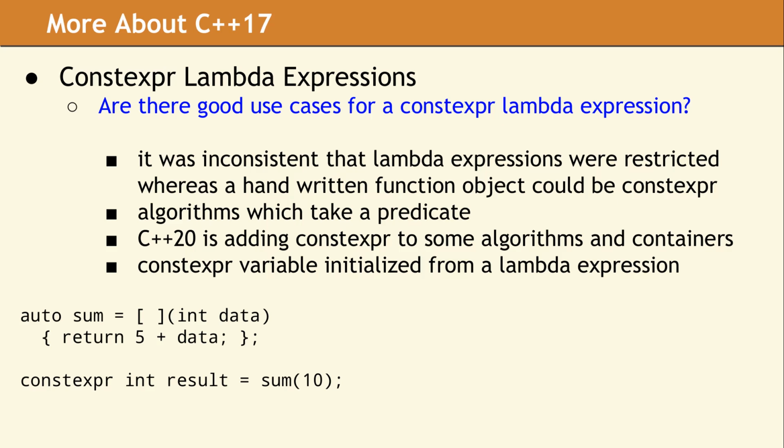The example shown here works in C++ 17. It initializes a Constexpr variable with the result of invoking a Constexpr Lambda expression. Since this Lambda expression only uses literal types in its capture clause and body, it is implicitly Constexpr, even though we did not mark it with the Constexpr keyword. This means we can call the Lambda sum at compile time, and our variable named result will contain the compile time value of 15.